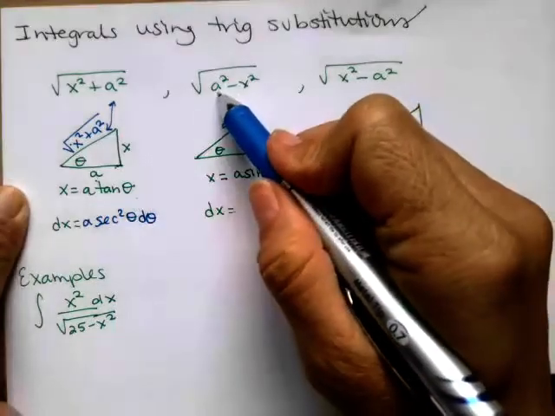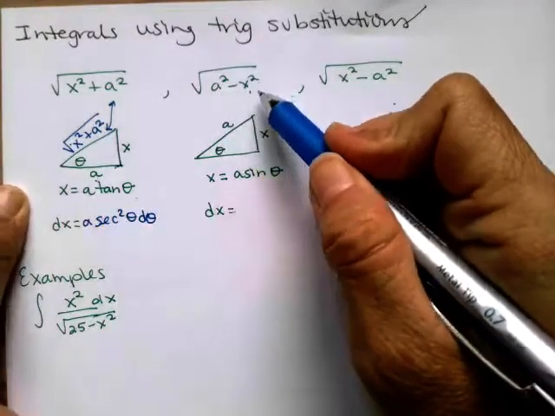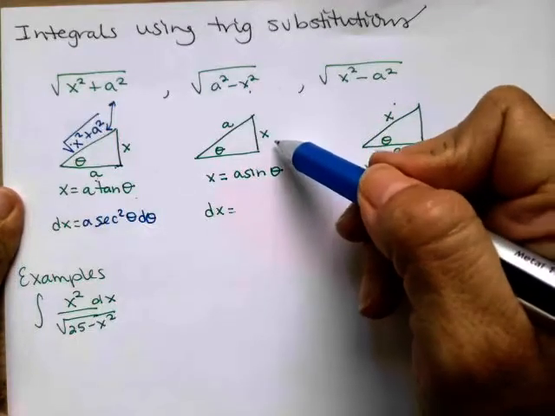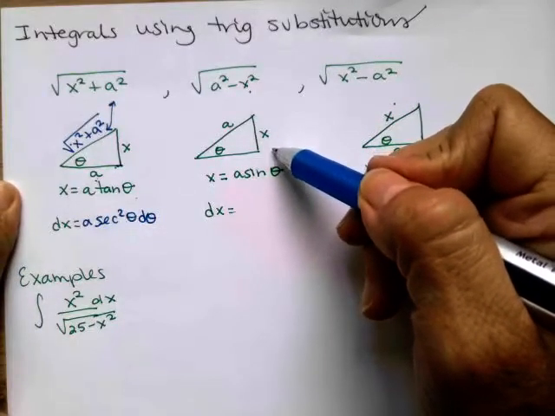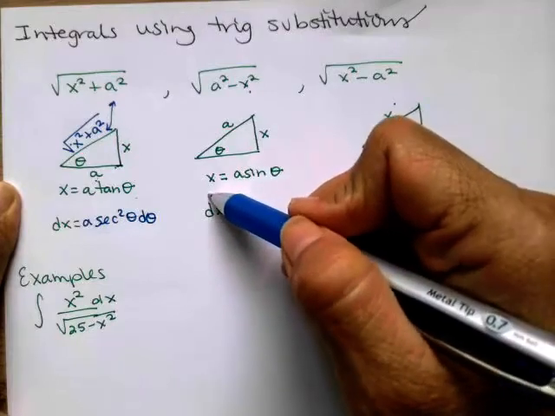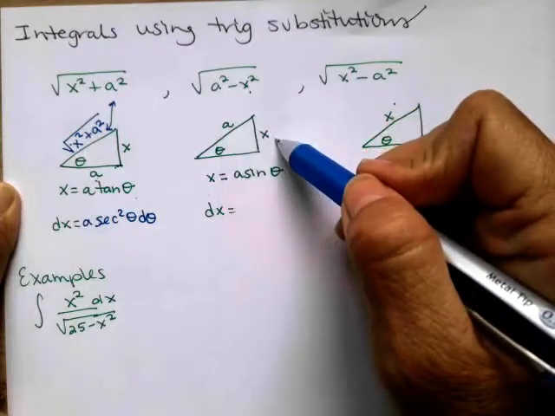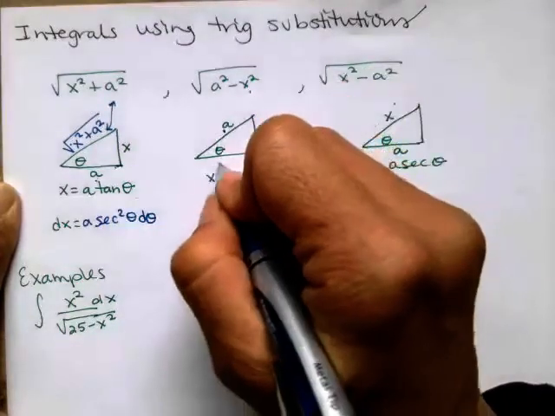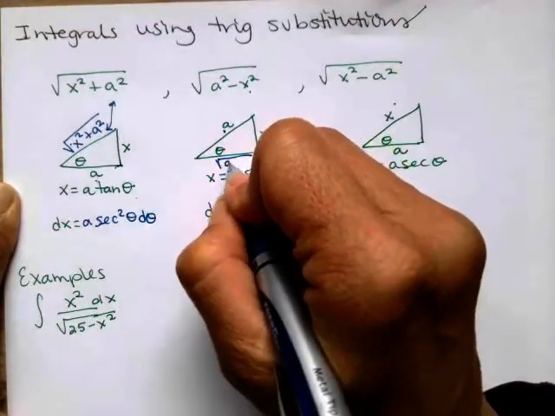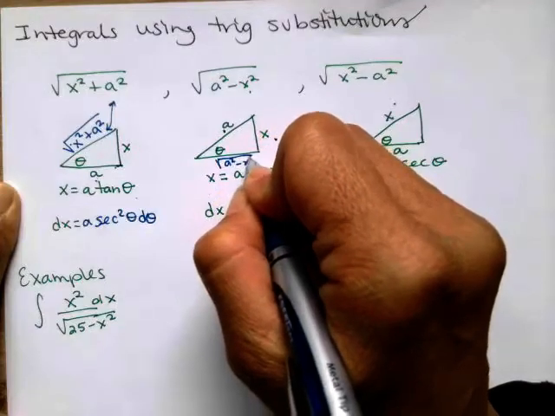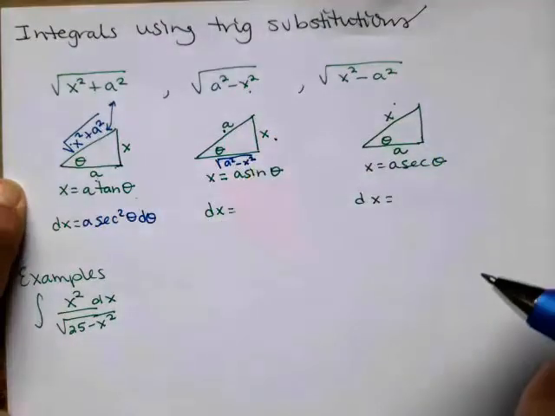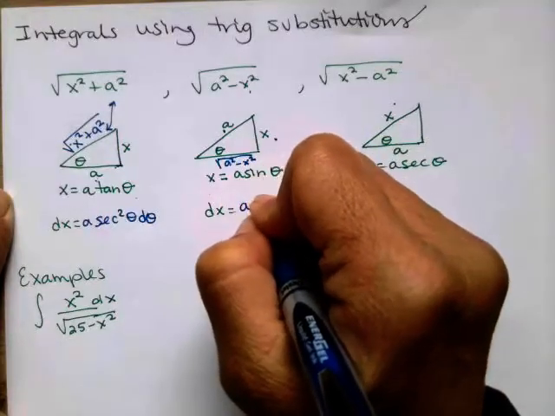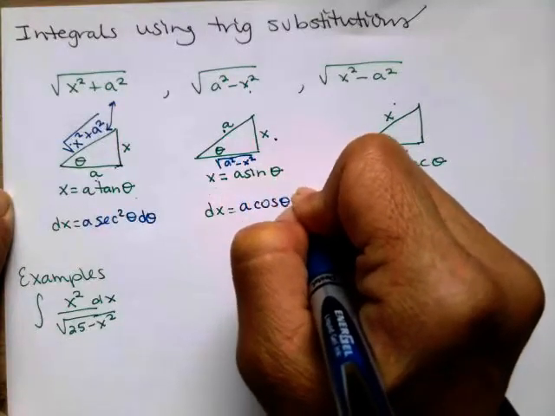Okay. If we had a squared minus x squared, well, that substitution we make is x equals a sine theta. So I've gone ahead and labeled that triangle. So sine theta is x over a, and sine is opposite over hypotenuse. Okay. And then finding your missing side, again with Pythagorean theorem, you'll see the square root of a squared minus x squared. So now if x is a sine theta, that makes dx a cosine theta d theta.